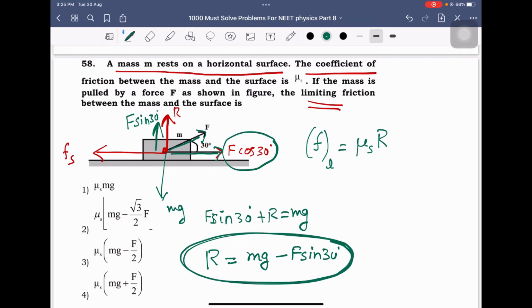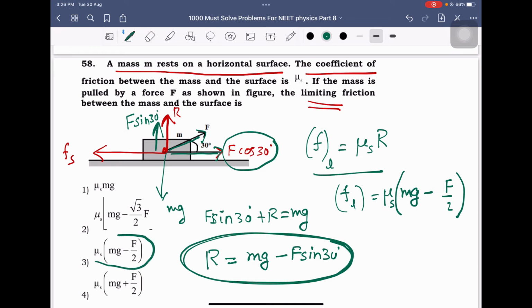So if you substitute in this equation, limiting friction is equal to mu s into R, which means mu s into mg minus F sin 30. Sin 30 is half, so it is F by 2. So limiting friction is equal to mu s into mg minus F by 2. The third option is correct. Here we should be very careful, since the applied force is making some angle.